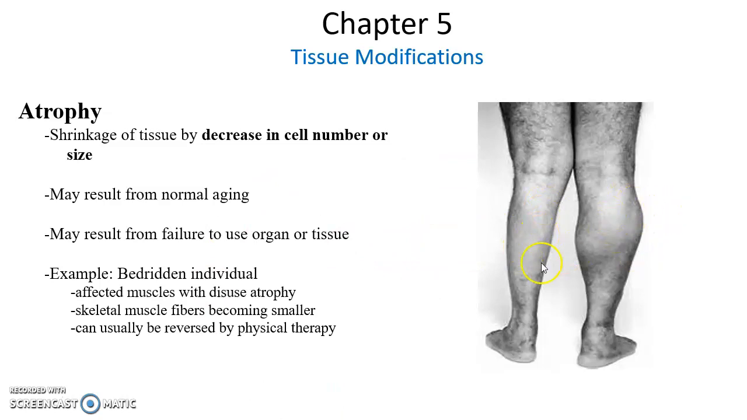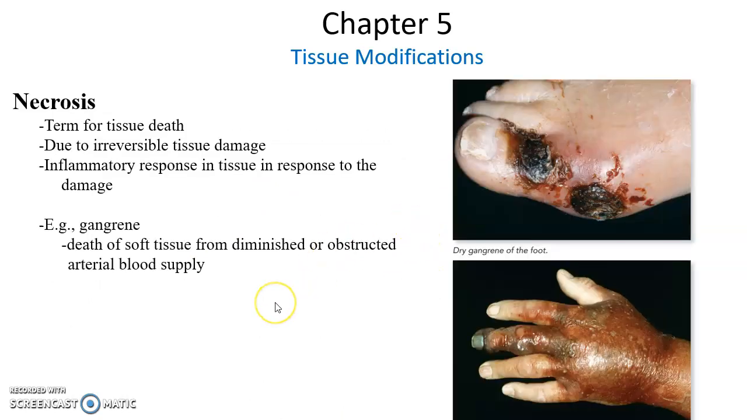Atrophied muscle, regular muscle. Necrosis is tissue death, and the tissue is irreversibly damaged. Could be an inflammatory response, could be an infection, could be burns, could be lots of things. And it can lead to infections like gangrene.